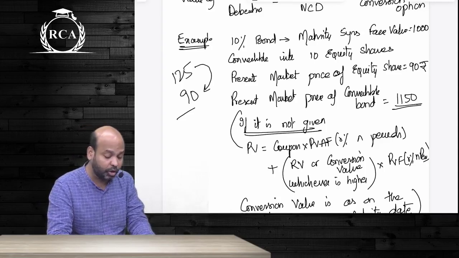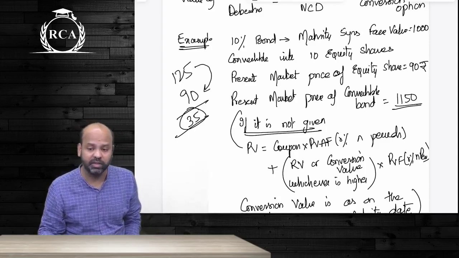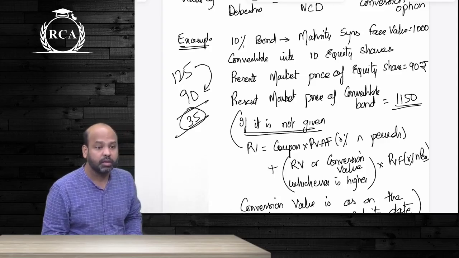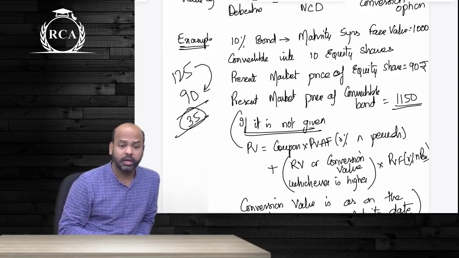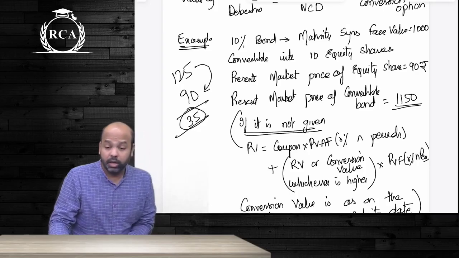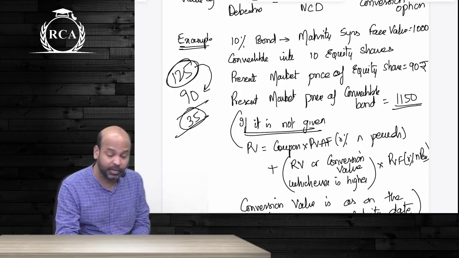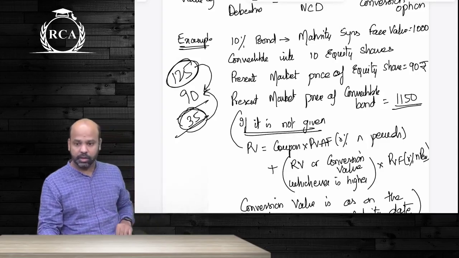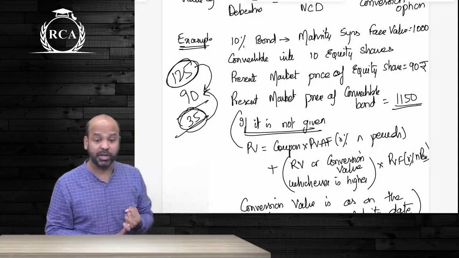This difference will be called what? Downside risk. If they ask us to compute downside risk in percentage, what will you do? Divide 35 rupees by 125. Sorry, you will divide 35 rupees by the floor value. Logically, you're supposed to divide it by 125 rupees, but as per ICAI, we divide 35 by 90 rupees. Always remember that.